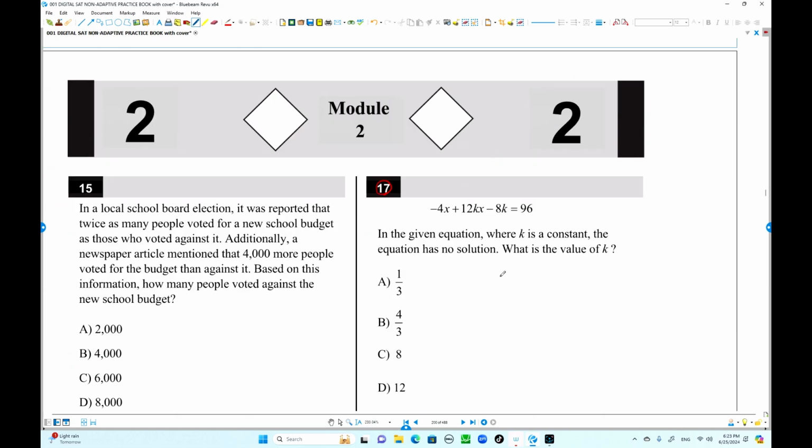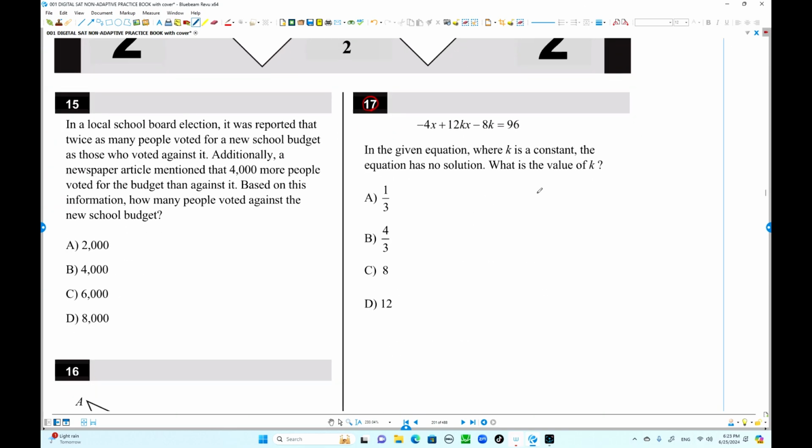Okay, move on to the next one, number 17. In the given equation, k is a constant and x is a variable. The equation has no solution. No solution is for the variable x, which is the variable. What is the variable k?